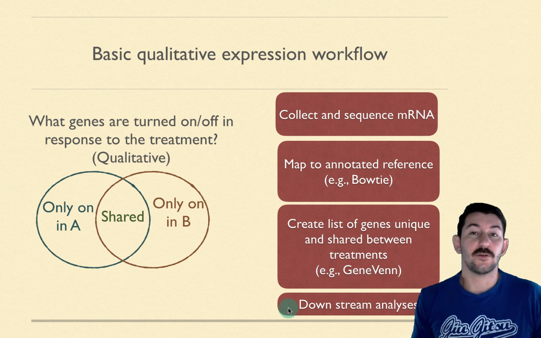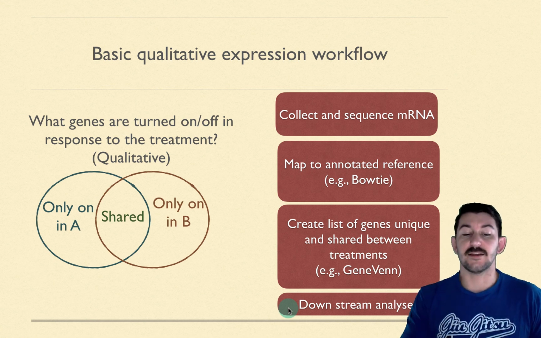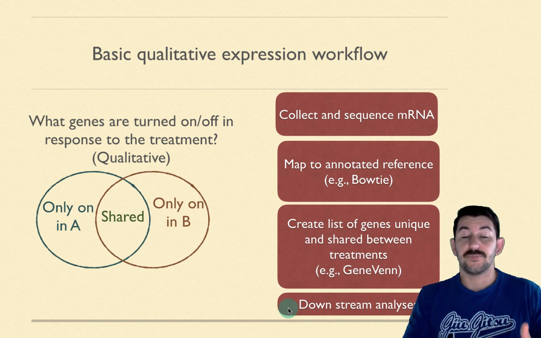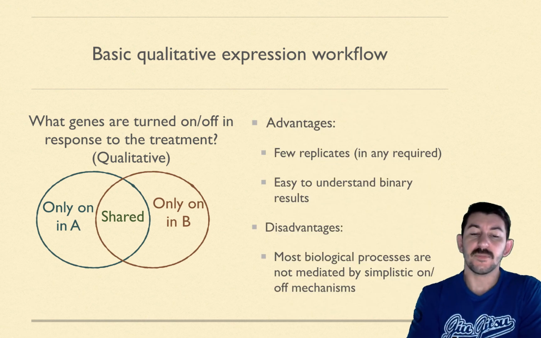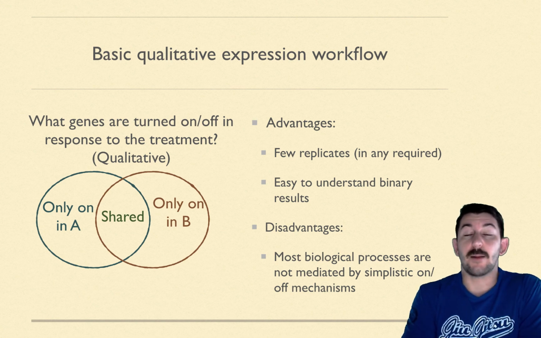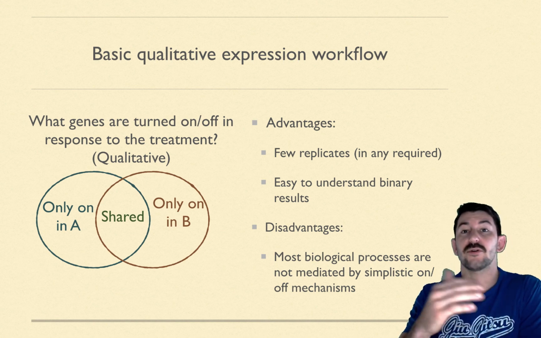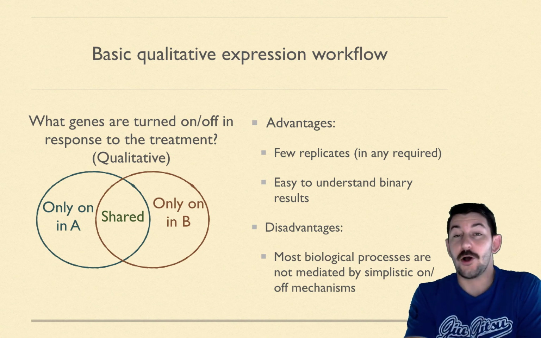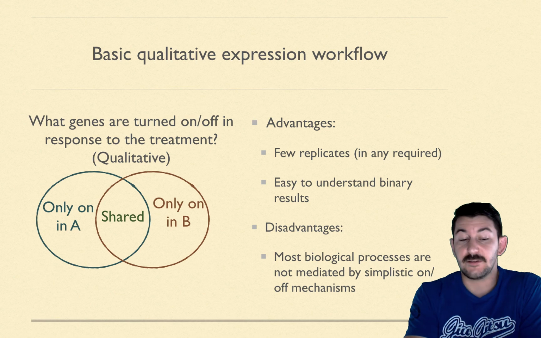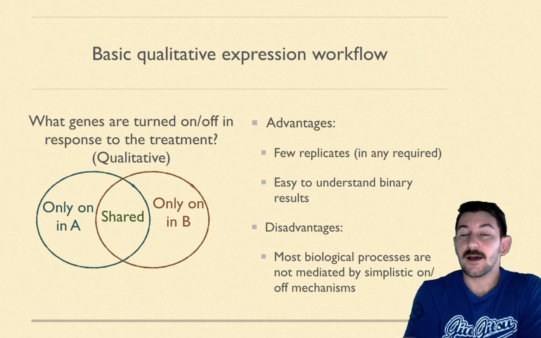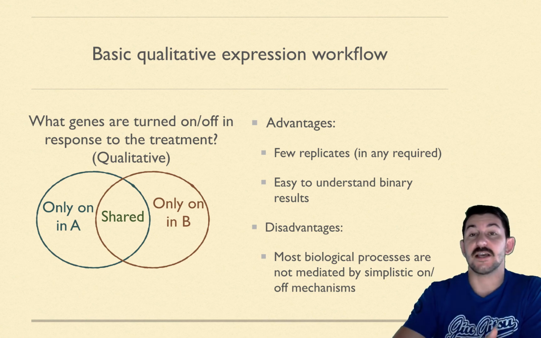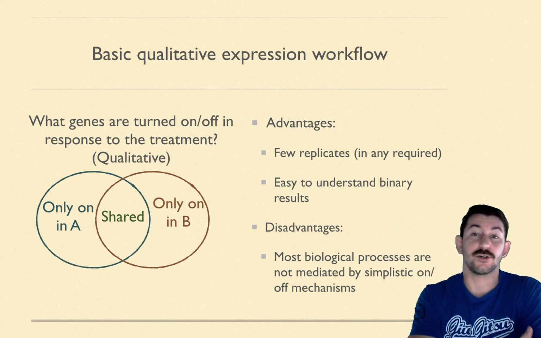Examples of things that let you visualize this are GeneVenn. And then downstream analyses could be anything from you just thinking about it, from you taking lists of gene IDs and thinking about what functions they have and looking for patterns there as well. But really, this is kind of the basic workflow of a qualitative comparison. The advantage of this is that typically few, if any, replicates are required to see if something's on or off. That's not something where you need to be very precise about the variability and number of transcripts. It's easy to understand these results. If a gene involved in drought response is turning on only in a drought treatment, well, that makes a lot of sense to us. The disadvantage here is that not a lot of biological processes operate by a strict on and off system. Many of them are mediated by kind of perturbations in the volume of expression rather than just shutting off or turning on completely.